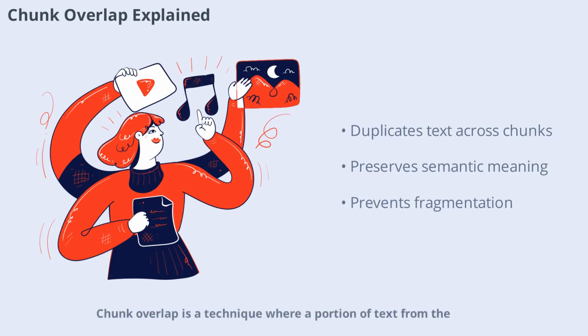Chunk overlap is a technique where a portion of text from the end of one chunk is duplicated at the beginning of the next. This ensures that important concepts spanning across chunk boundaries are captured together, preventing data fragmentation. For example, in a medical manual, if one chunk ends with a treatment recommendation and the next starts with the medication details, overlap ensures the relationship is preserved in at least one search result. This technique is crucial for maintaining semantic continuity in vector searches.